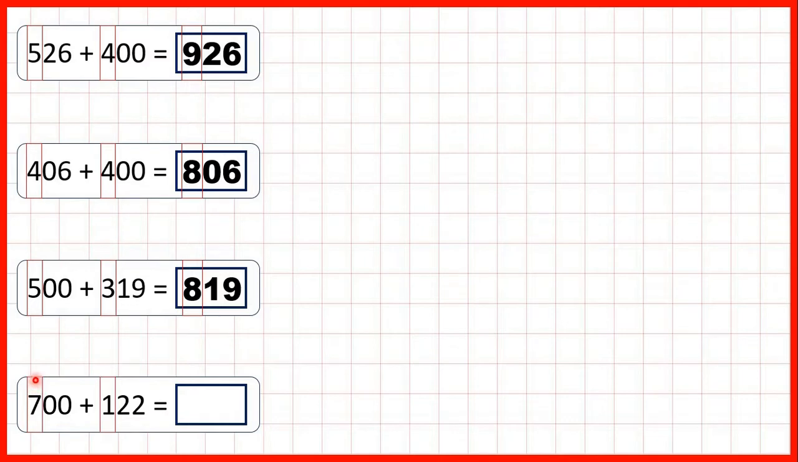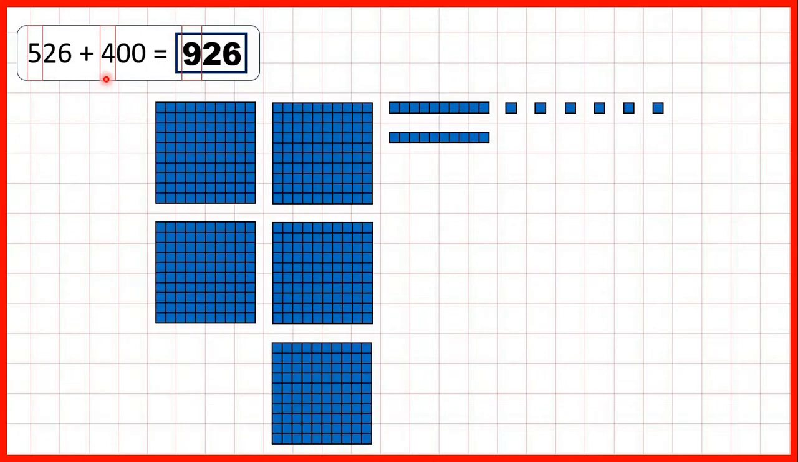Now highlighting the hundreds digits, 7 plus 1 is 8, so that's 8 hundreds in our answer, and then the 22 stays the same because we don't have any tens or ones in our first number, so we get 822. Now let's take a closer look at these questions.